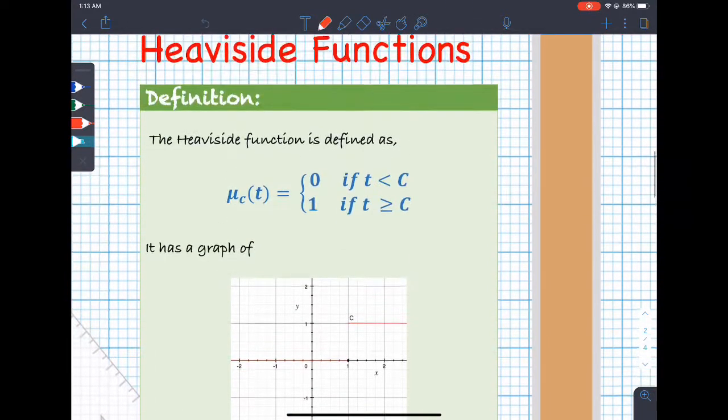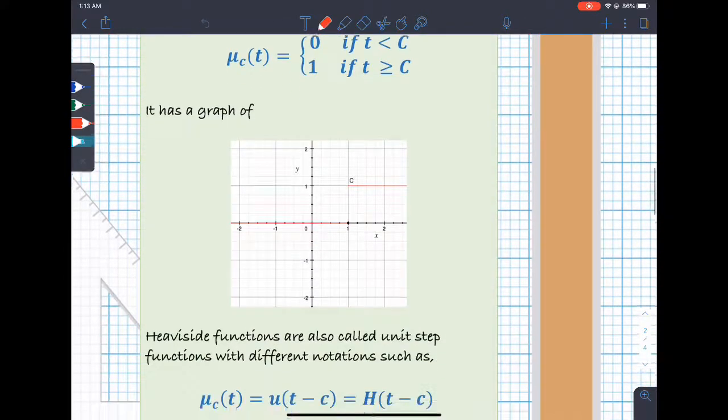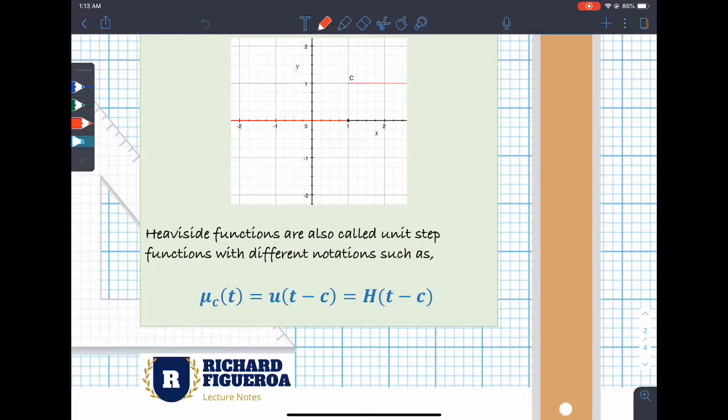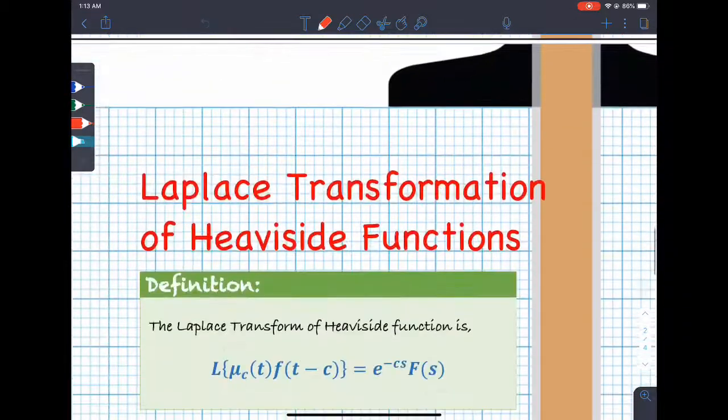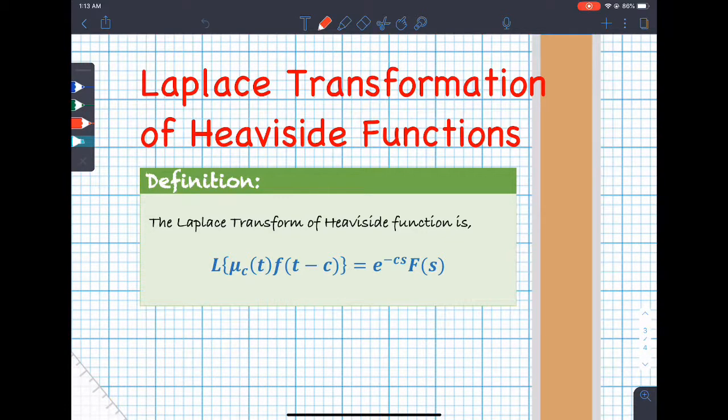The Heaviside function, or what we call the unit step function, uses different notations. The one that we used before is u sub c of t, where t would be the time and c is where it will be shifted. Other notations use u of t minus c, or h, for Heaviside, of t minus c. Whichever notation they are using, we are still referring to Heaviside functions.